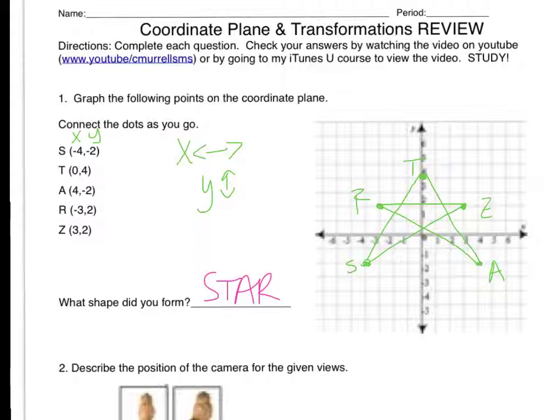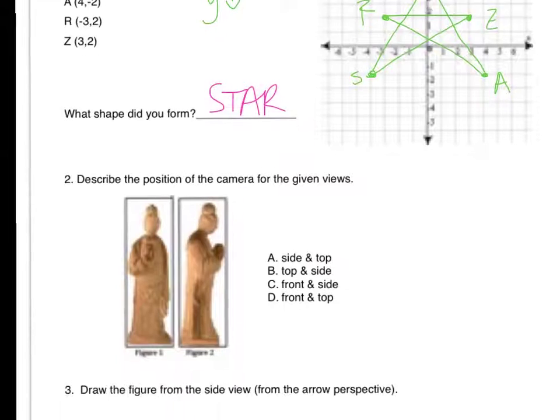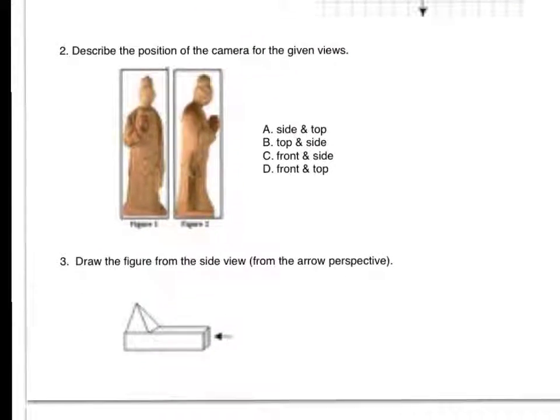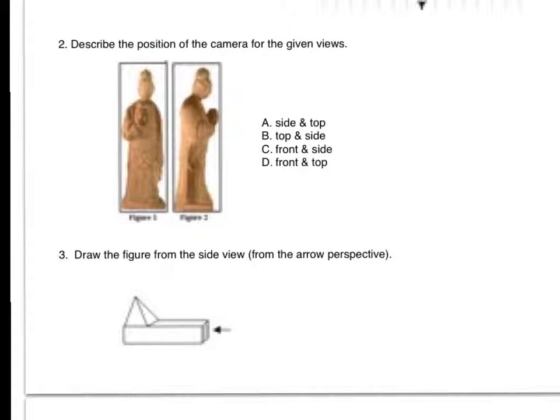Okay, for number 2, it gave you some pictures, and we're describing the position, and your pictures are much better than mine. But when you look at this picture, figure 1 is the front view, figure 2 is the side view, so our answer needs to say front and side, so it's going to be C.